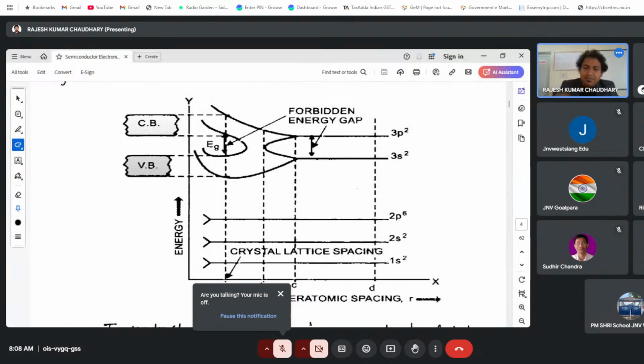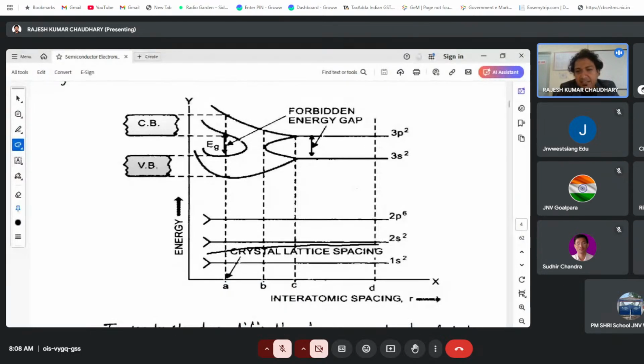Got it? You have seen the energy band diagram coming as very fine straight lines like this. Can you see that? Very fine lines of energy. We get energy levels like this only when atoms are isolated. But in real life, it is very difficult for an atom to be isolated.